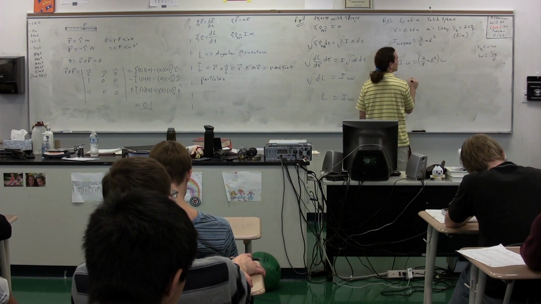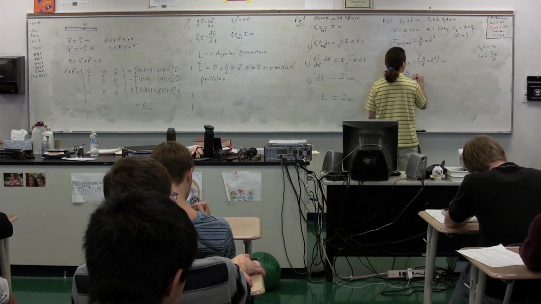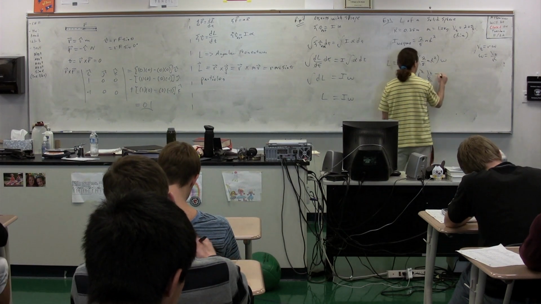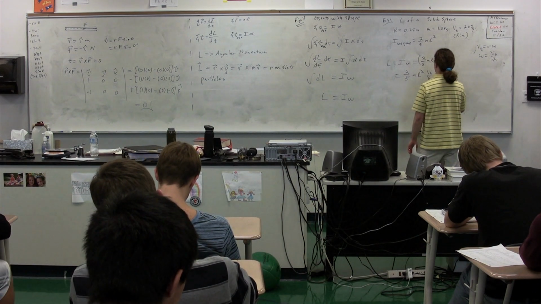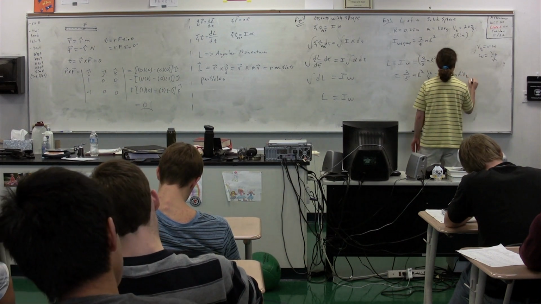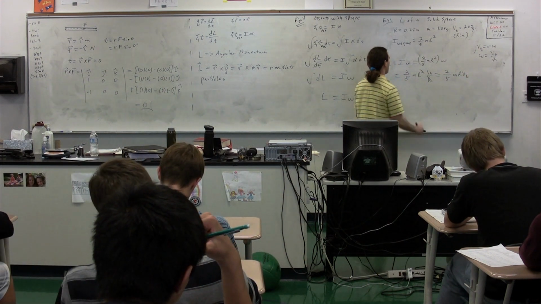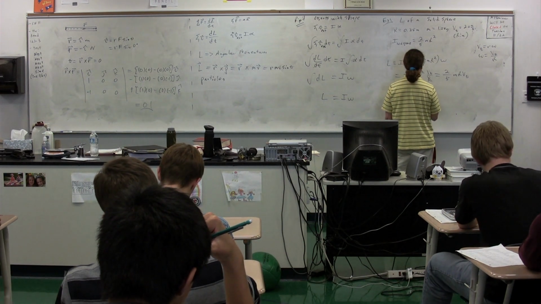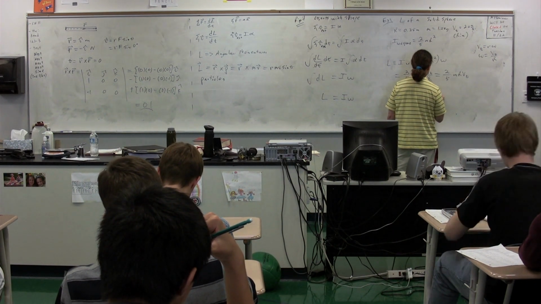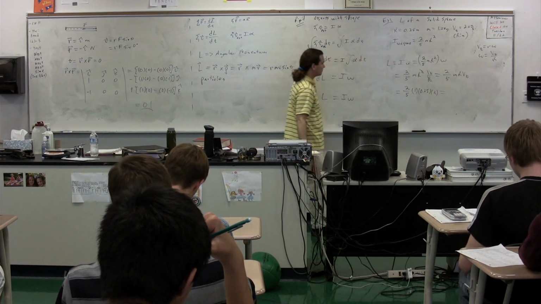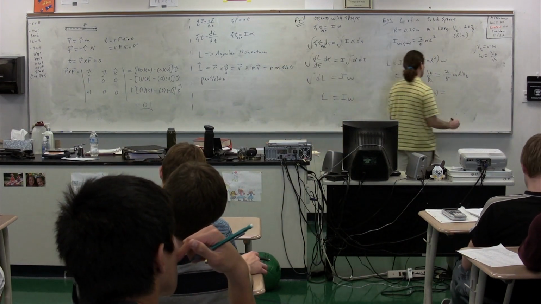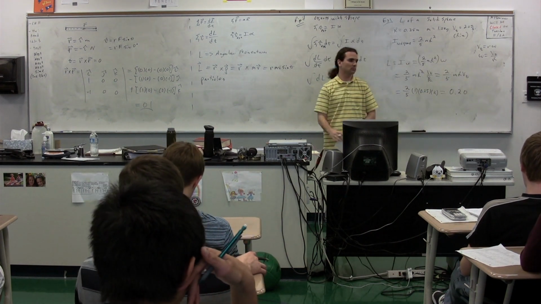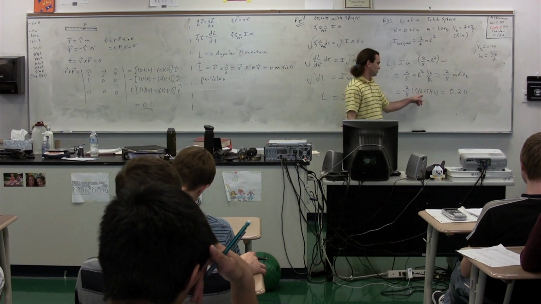So this is equal to 2/5 mr squared times the tangential velocity divided by the radius. One of our radii cancels out, and we get 2/5 mr times the tangential velocity. We have 2/5 multiplied by the mass, which is 1, the radius, which is 0.25, and the tangential velocity, which is 2. Two times 2 is 4, times 0.25 is 1.